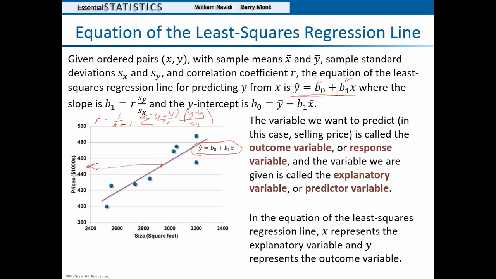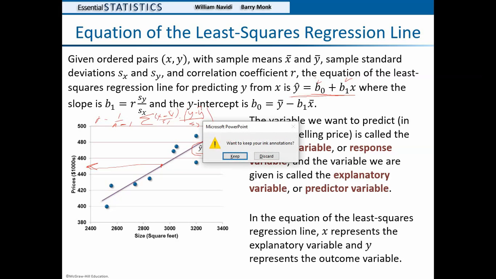Okay? So the variable we want to predict, in this case the selling price, is called the outcome variable or the response variable, because it responds to our predictor. The variable we are given is called the explanatory variable or predictor value. We use the x's as the predictor to get the y. In the equation of the least squares regression line, x represents the explanatory variable and y represents the outcome variable.